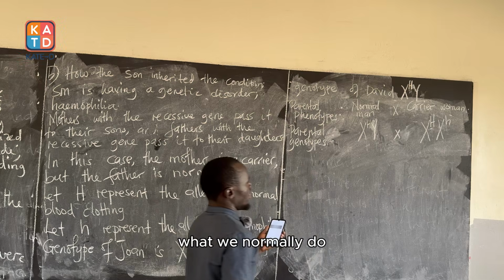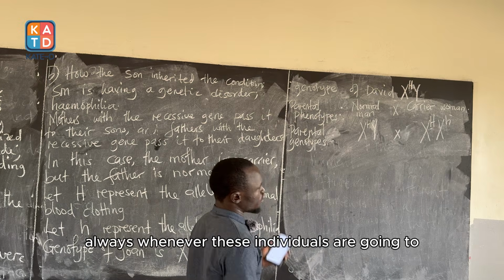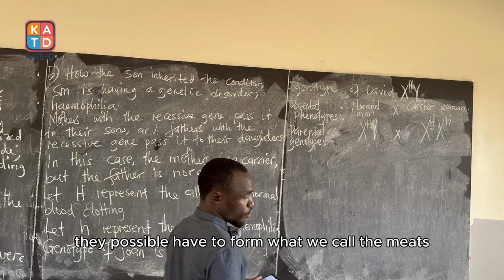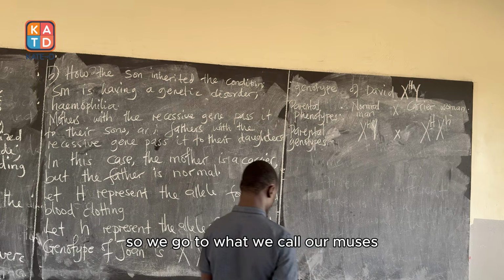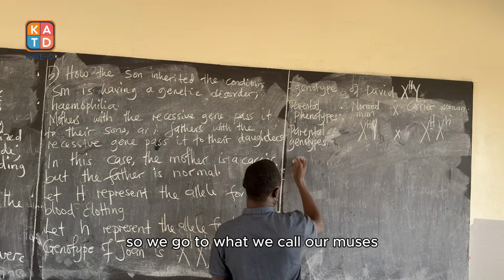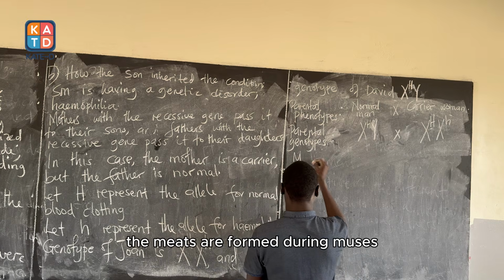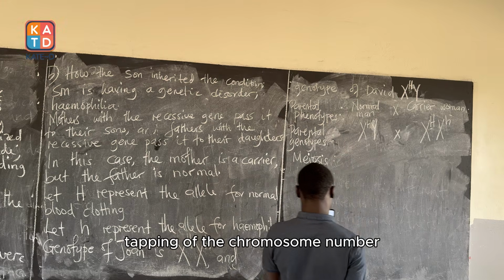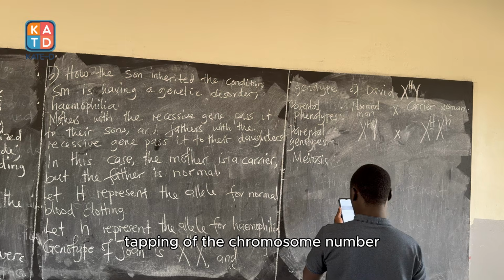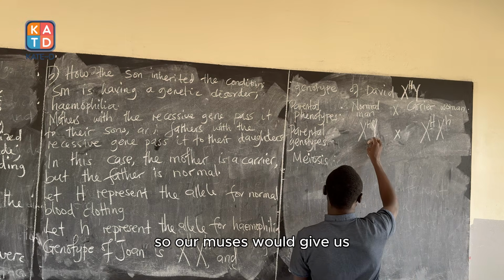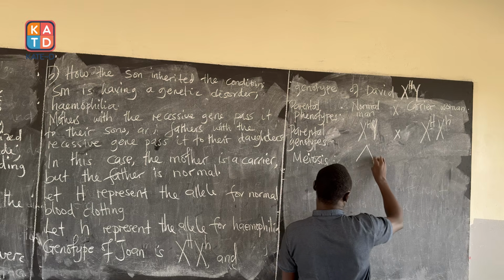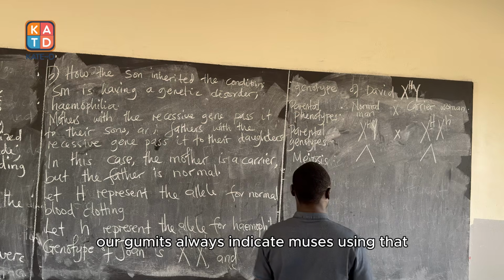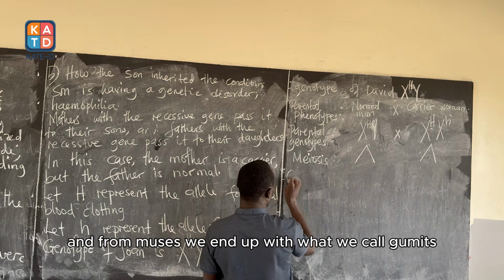What do we normally do? Whenever these individuals are going to form any offspring, they first of all have to form what we call gametes. So we go to our meiosis. Gametes are formed during meiosis, halving of the chromosome number. So our meiosis will give us our gametes. Always indicate meiosis using that. And from meiosis, we end up with gametes.